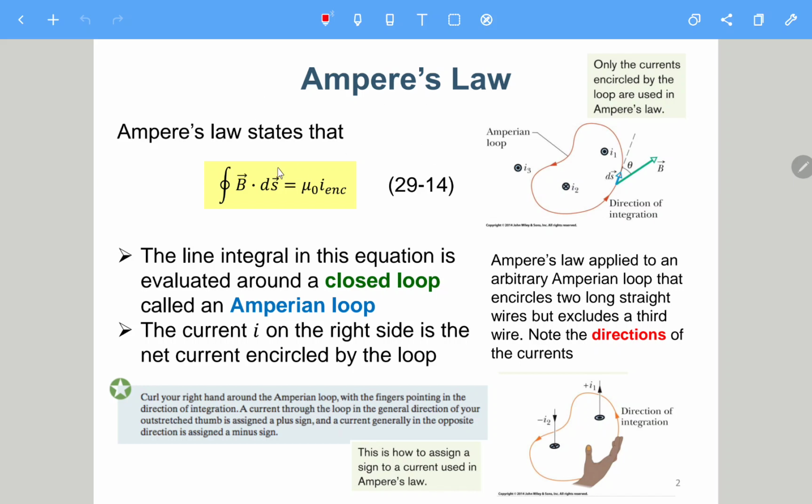Ampere's Law states that, so this is also an integral, an integral sign with a circle, so you can expect something is closed here. What is closed? For Gauss's law it is a closed surface, or Gaussian surface. This is not a closed surface anymore because this is not dA. For Gauss's law it is E dot dA, but here it is B dot ds. So this is a line integral rather than a surface integral.